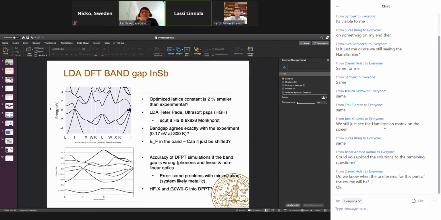The DFT should give the correct Fermi level. Well, you mean there's a theorem? There is a theorem for a finite system that the highest occupied Kohn-Sham eigenvalue is the correct one, but this is LDA, so it's not the exact functional. So the Fermi level can be wrong in LDA. Yeah. Okay.